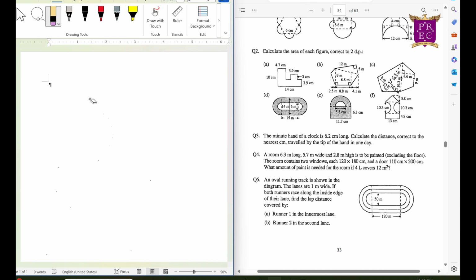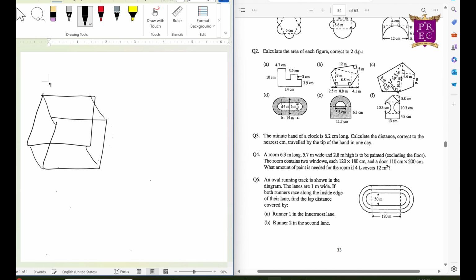What we have to do is visualize what a room looks like. It's just a rectangular prism. The length is 6.3 meters, the width is 5.7 meters and the height is 2.8. The floor is not being painted. Note that there are 2 windows and a door. All we have to do now is find out the surface area of the room.